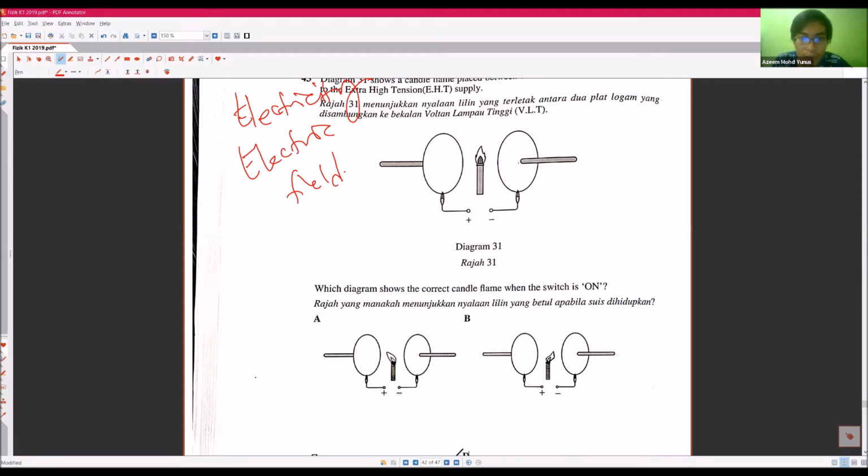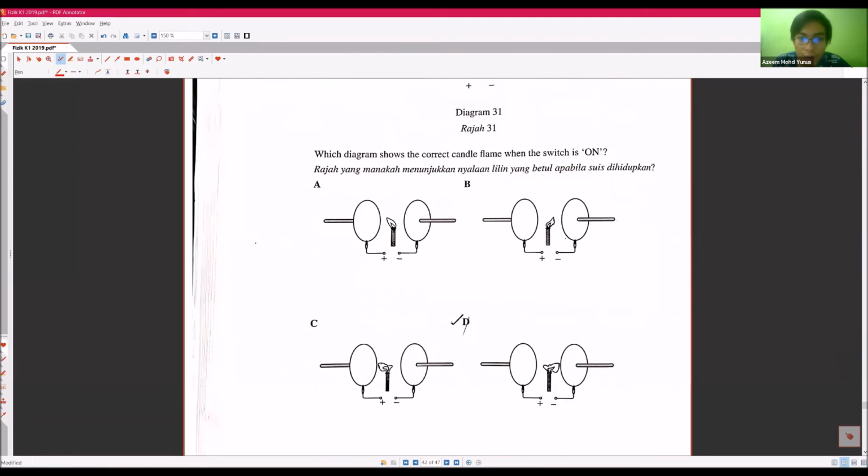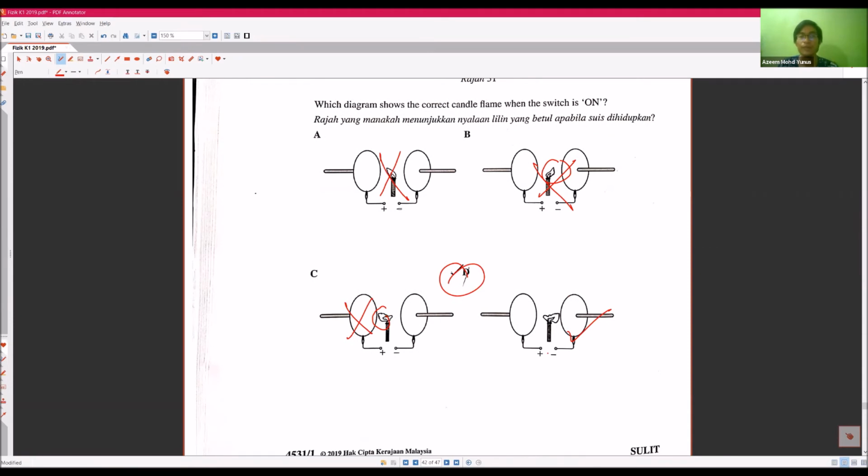So this is the positive. The positive ion is heavier than the negative ion, so it will be attracted to the negative side. More of it will be attracted to the negative side, so the flame will look like this. The distribution of the flame is not equal, it's more towards the negative side. So this, because it goes all the way to the negative side, is wrong as well. Some of it will go to the positive side, and most of it will go to the negative side.